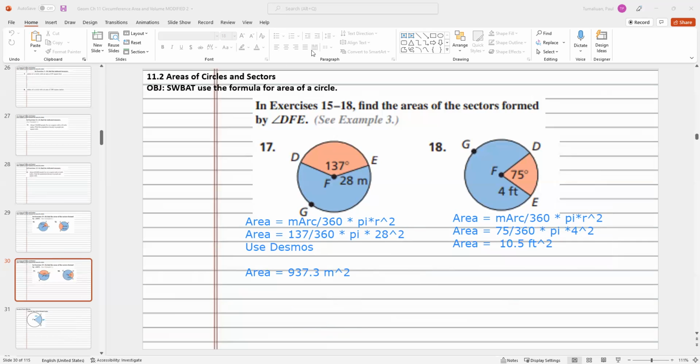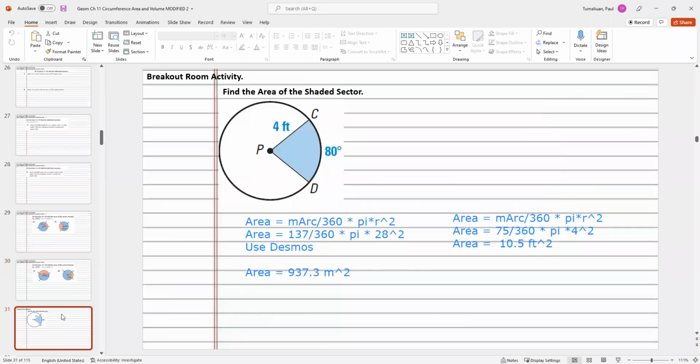So try this one, try the breakout room, everybody. And yeah, good luck.